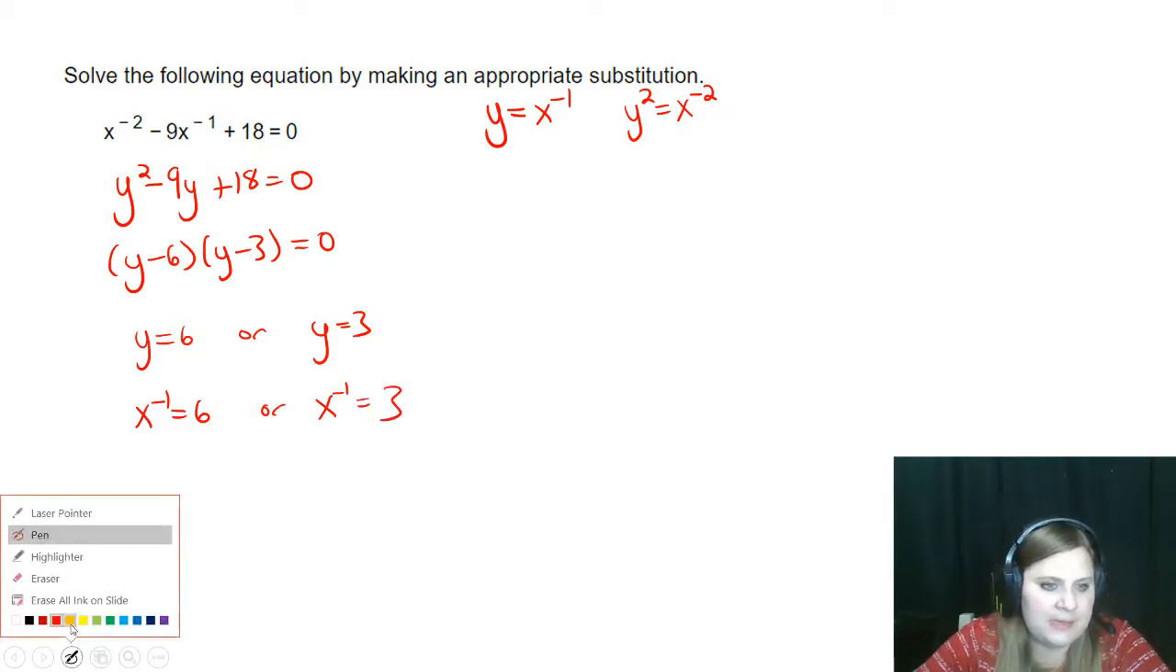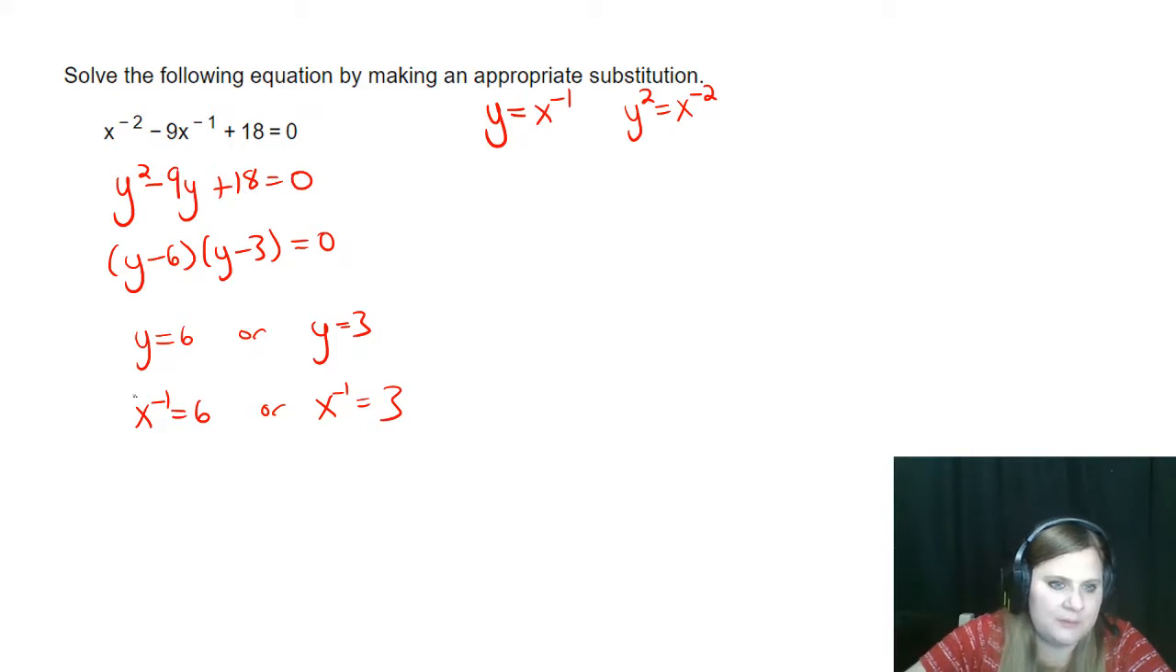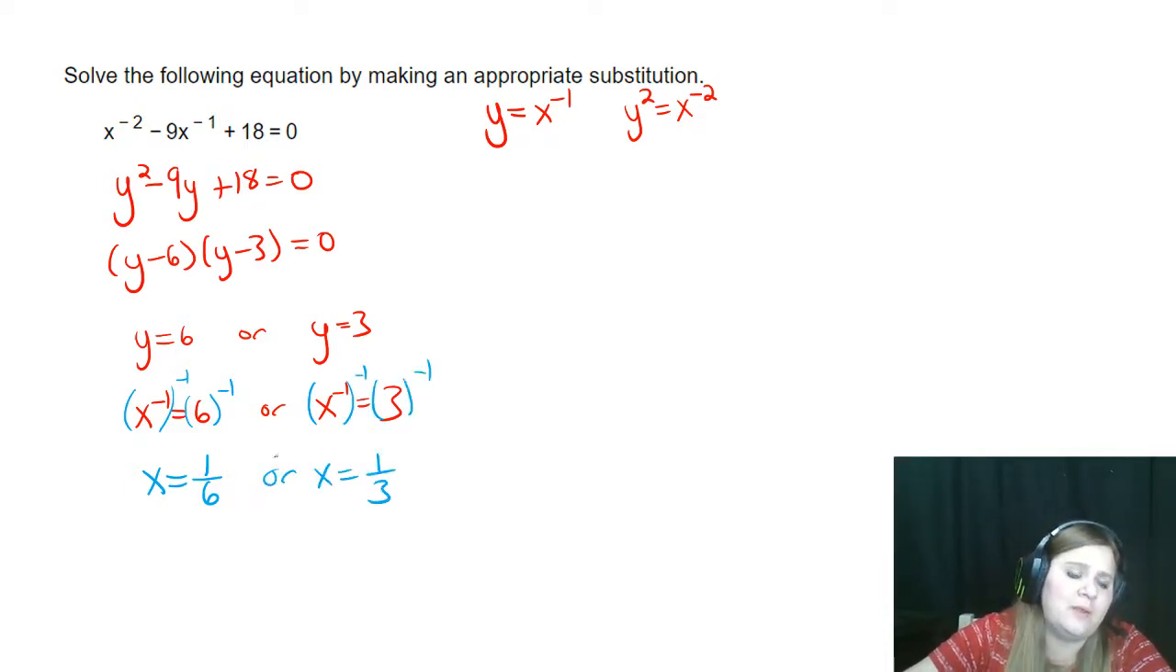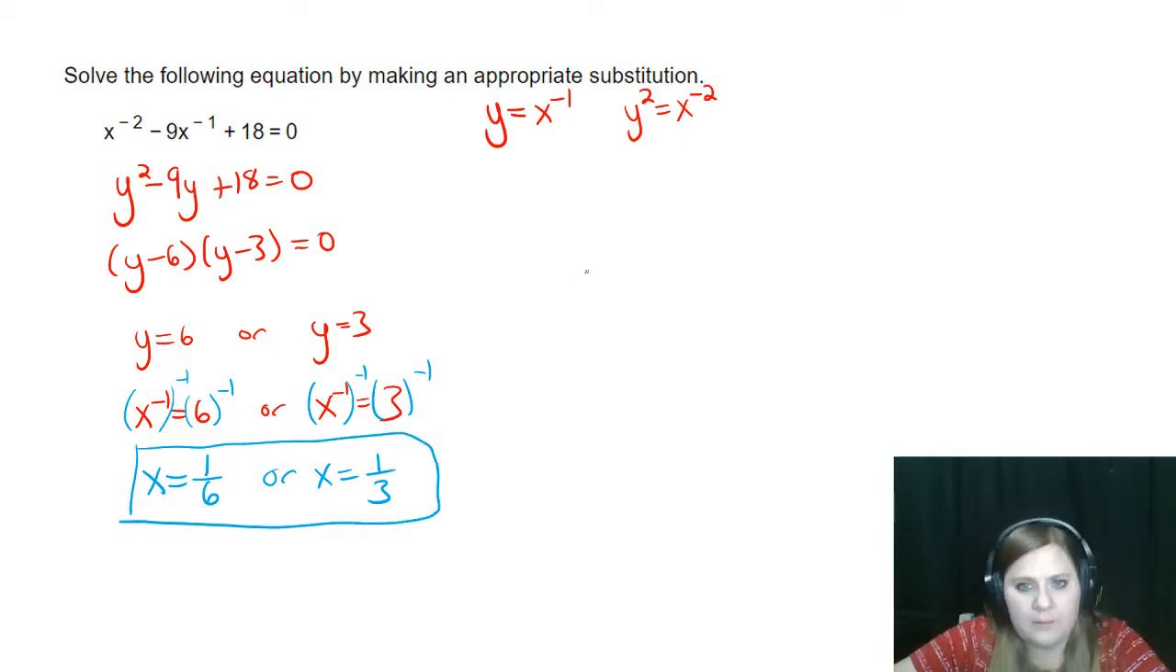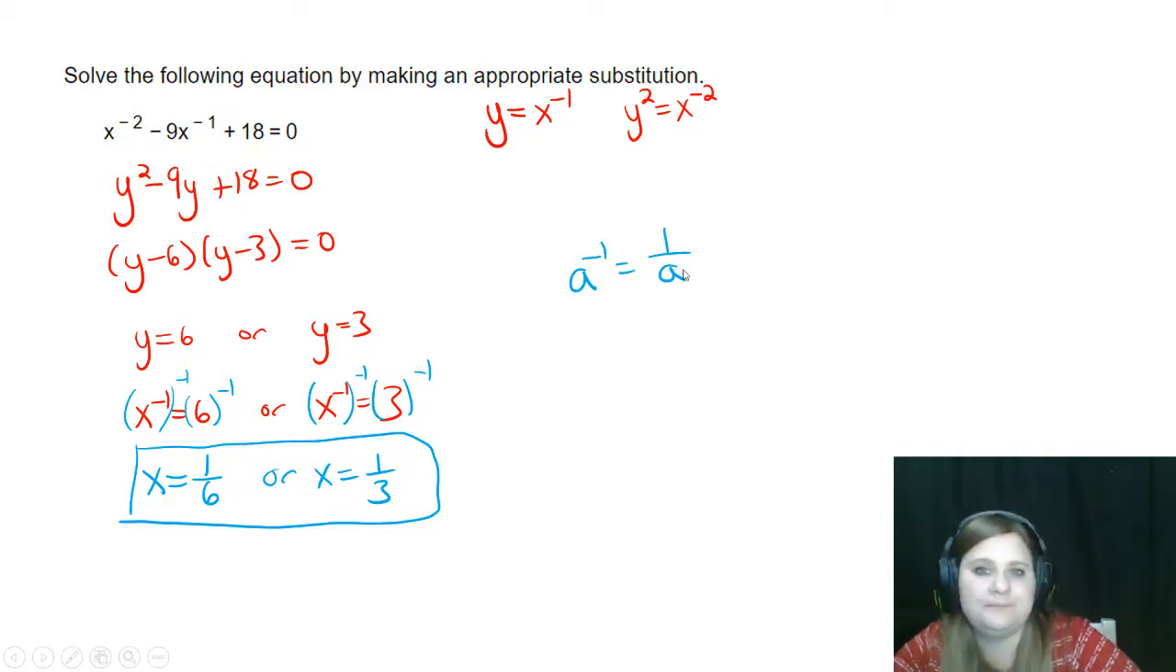To get rid of the -1 in the exponent, so to solve for x, remember I'm raising both sides to the -1. So this gives me x equals 6 to the -1, which is 1/6. Or, I do this on the other side, I get x equals 1/3. Remember, a to the -1 is 1 over a.